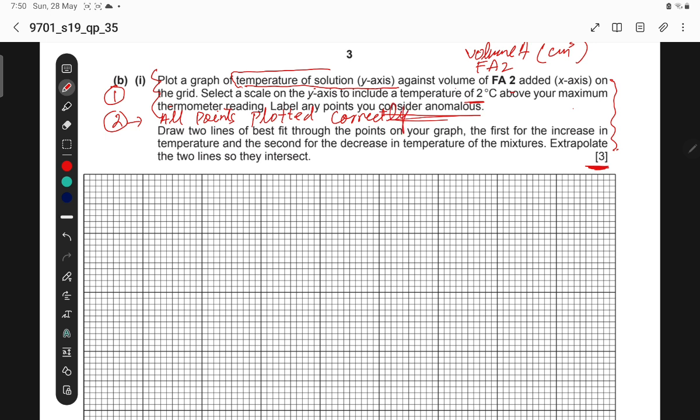Then draw 2 lines of best fit, one for the increase in temperature and the second for the decrease in temperature of the mixture. Extrapolate the 2 lines so they intersect. So you have to draw 2 lines and then extrapolate them to ensure that they intersect at a point. This point carries third marks.